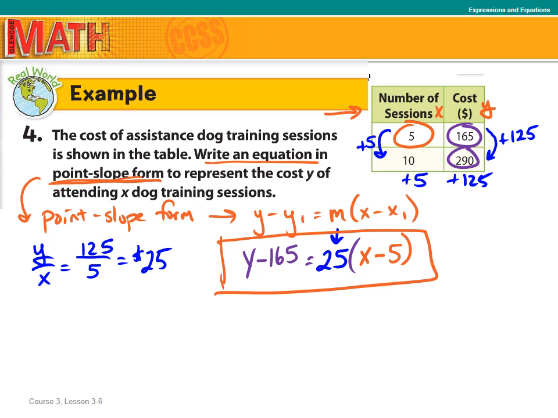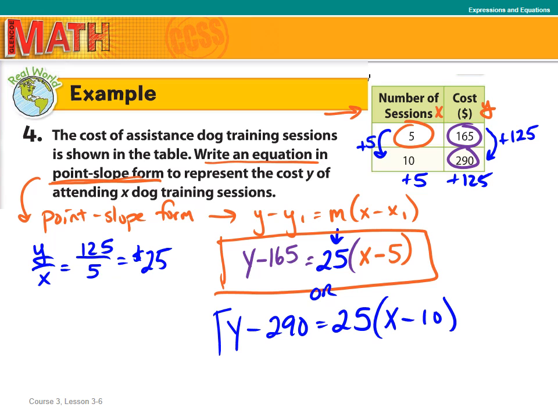It can either be written this way, or I can write it as y minus 290 is equal to 25 times x minus 10. My slope is still the same. That doesn't change. What changes is my y1 and my x1. Either one of these equations would be correct. Again, point slope form, y minus y1 equals m times x minus x1. We're trying to find our slope. I guess technically you could use a slope formula on this one also, but it would be much easier to find the slope using my rate of change, or finding my constant rate of change like we did in lesson 1.